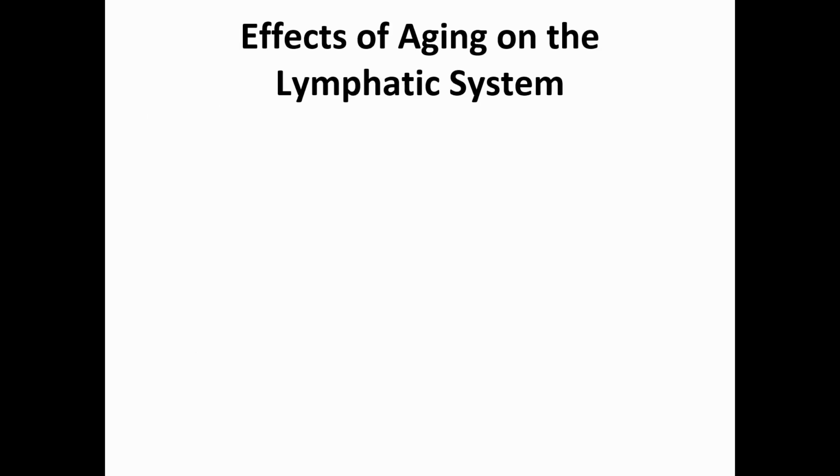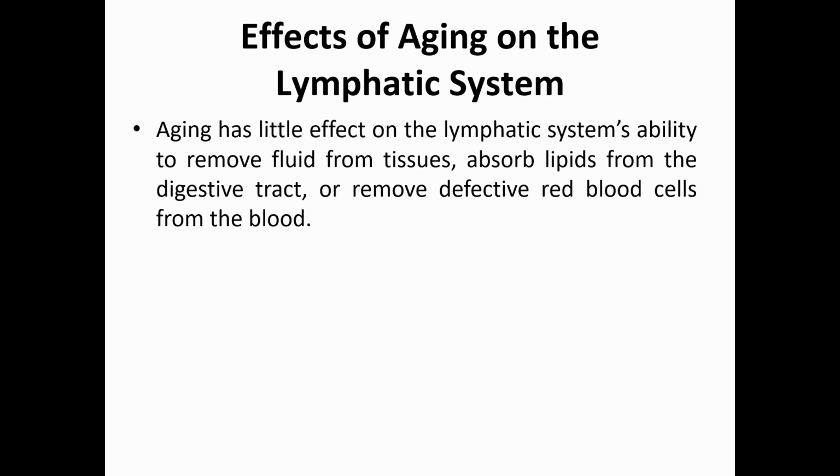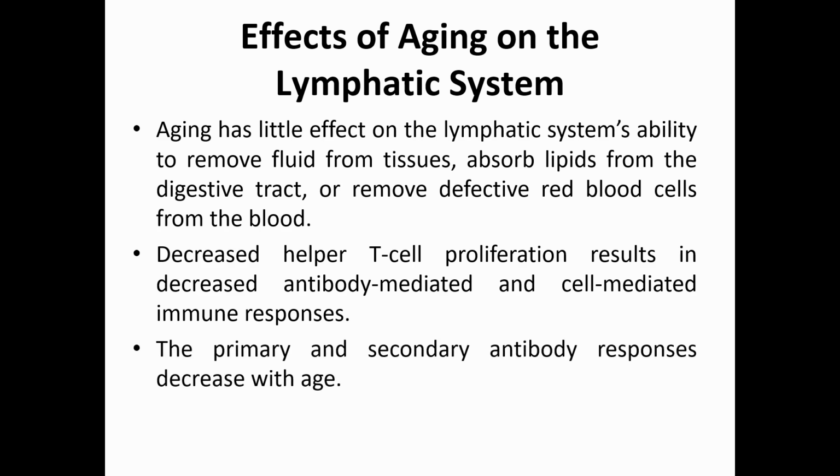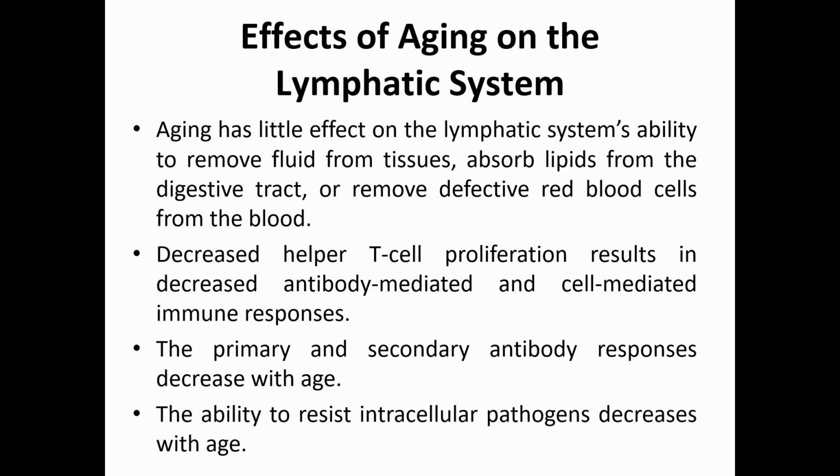And finally, we have the effects of aging on the lymphatic system. Aging has little effect on the lymphatic system's ability to remove fluid from the tissue, absorb lipids, and remove defective blood cells. Decreased helper T cell proliferation results in decreased antibody-mediated and cell-mediated immune responses. And primary and secondary antibody responses decrease with age. So as you grow old, your immune system weakens. And the ability to resist intracellular pathogens also decreases with age.